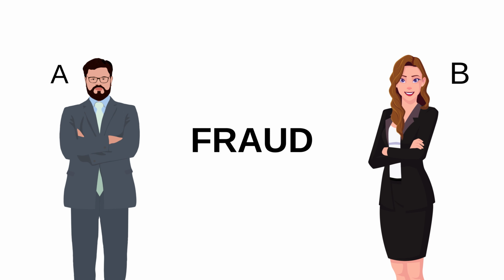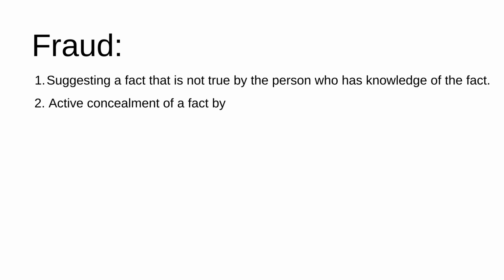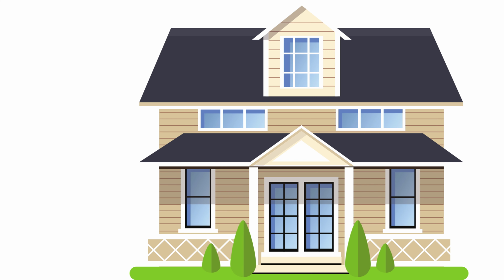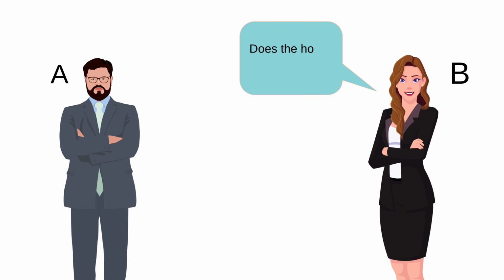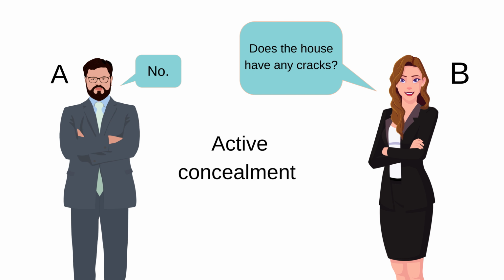A is committing fraud. Second, active concealment of a fact by someone who has knowledge about the fact. Let's say in the previous example, A's house had cracks. To hide the cracks from B, A went and temporarily colored these. When B asked A if the house had any cracks, A said no. Now A went out of his way to hide a fact. This is called active concealment of a fact.